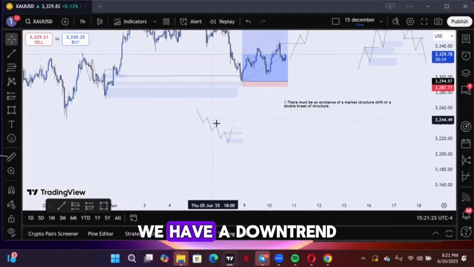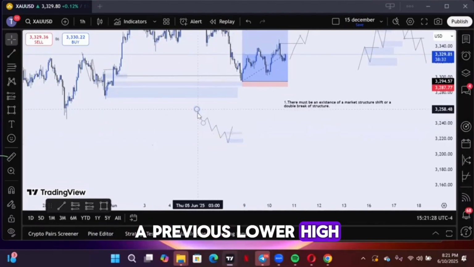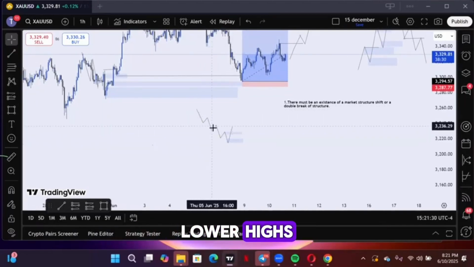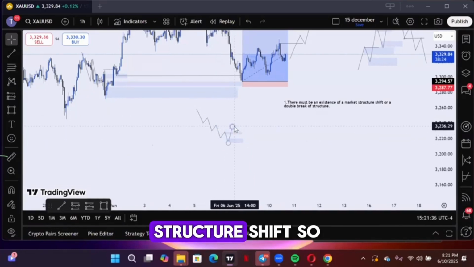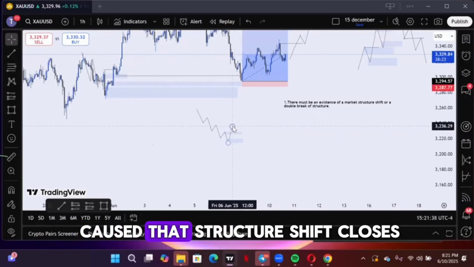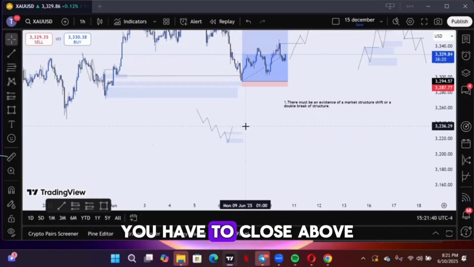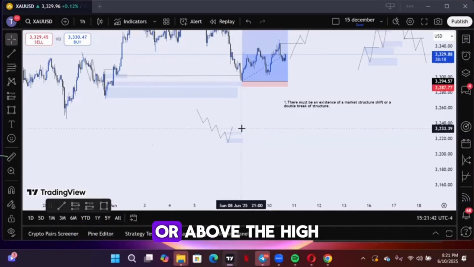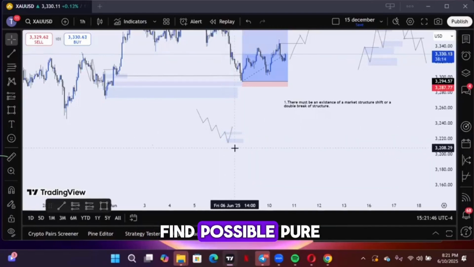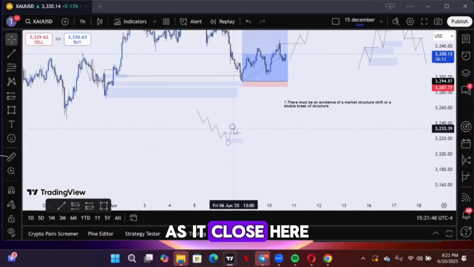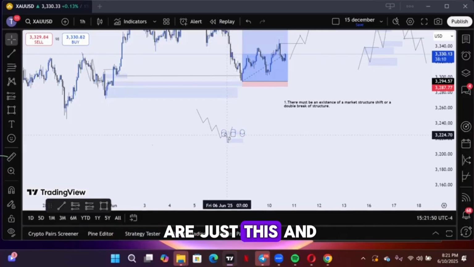In this scenario, we have a downtrend, a previous lower high, then lower lows, lower highs, lower lows, lower highs, lower lows, lower highs, lower lows, then a higher high. So it means that we got a market structure shift. Once the candle that causes that structure shift closes, it has to close above this zone, above the high that the market just broke. Once it closes, you have to look below it to find possible POIs. For example, as it closed here, possible points of interest are just this and then this.